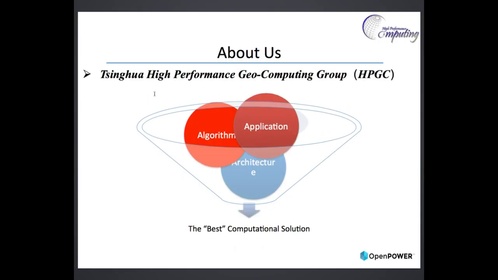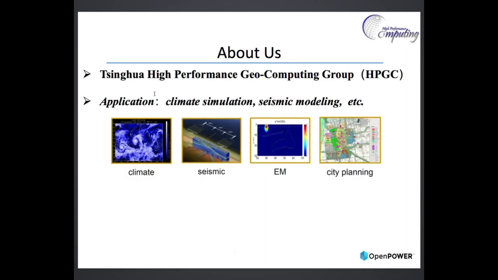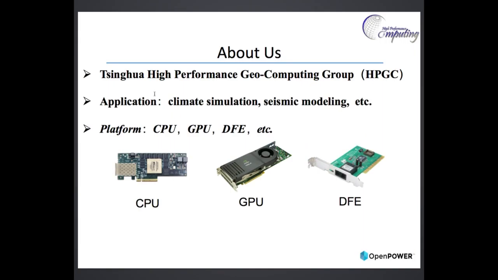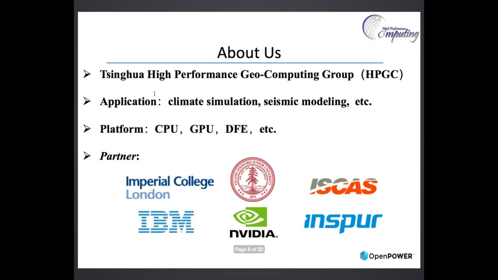Our research group is called Tsinghua High Performance Geocomputing Group, and our research target is finding the best computational solution based on the combination of architecture, algorithm, and applications. The applications we are focusing on include climate modeling, seismic modeling, and city planning. As for the platform, we use CPU, GPU, DFE, and so on. And there are some partners of our group, some of them in the academic area, and some of them in the industrial field.